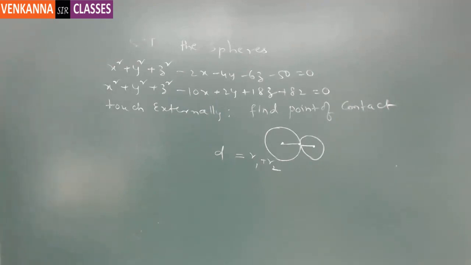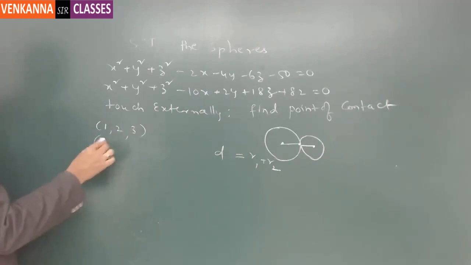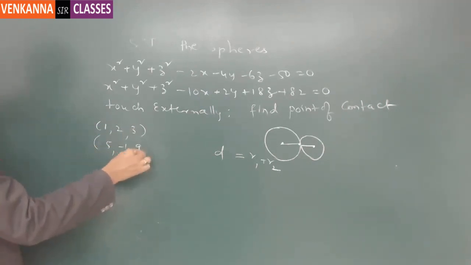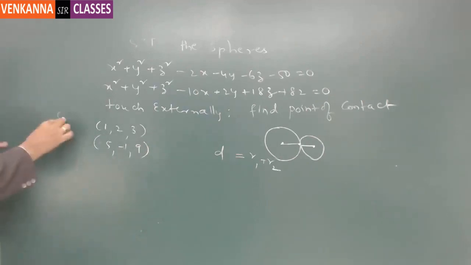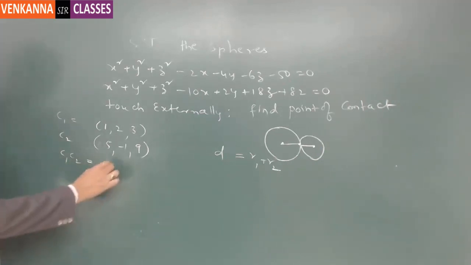So for the first sphere, the center is 1, 2, 3, and the second sphere 5, minus 1, 9. These are the centers. So if you calculate the distance between them, it is nothing but 13. Applying square root of x2 minus x1 whole square plus y2 minus y1 whole square plus z2 minus z1 whole square, you will get 13 for the two points. Accepted?